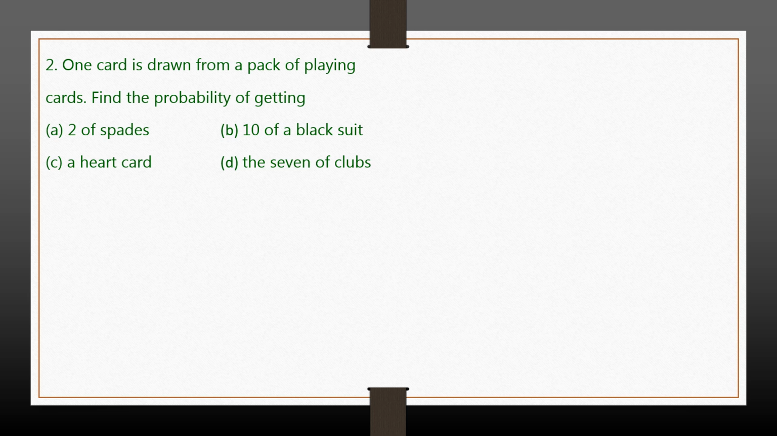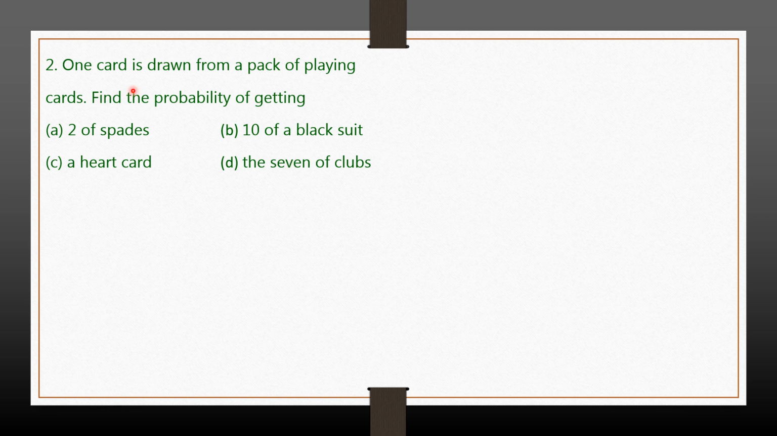Let's go for one more problem. One card is drawn from a pack of playing cards. Find the probability of getting 2 of spades, 10 of a black suit, a heart card, and the 7 of clubs. You have to find the probabilities of all the 4 events.